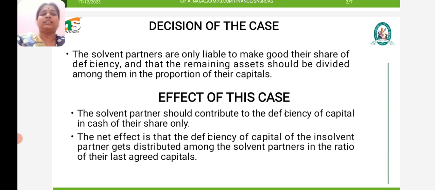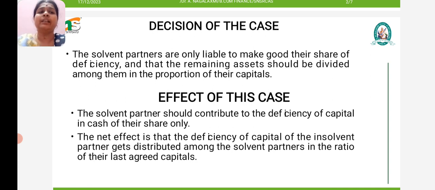Decision of the case. So this is the decision given by the court. This case, Garner versus Murray, was taken to the court of law. The decision given is that the solvent partners are only liable to make good their share of deficiency, and the remaining assets should be divided among them in proportion to their capitals. Here the profit sharing ratio does not come in. Here the capital ratio applies.